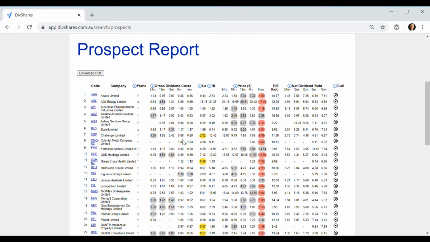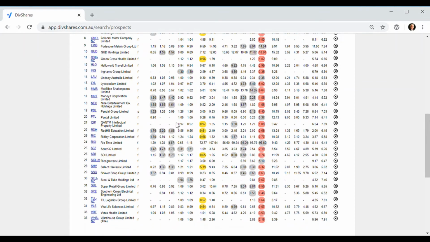Now, if we scroll down, we'll start to see some interesting companies there. There's one stock here that has actually had a good gross dividend cover all the way through over those 5 periods. That's exactly what we're looking for. Now there are a few others. There's one here which is starting to look healthy. It has dropped, but it still remained above 1. There's another company here which has dropped, but again it's still over 1.